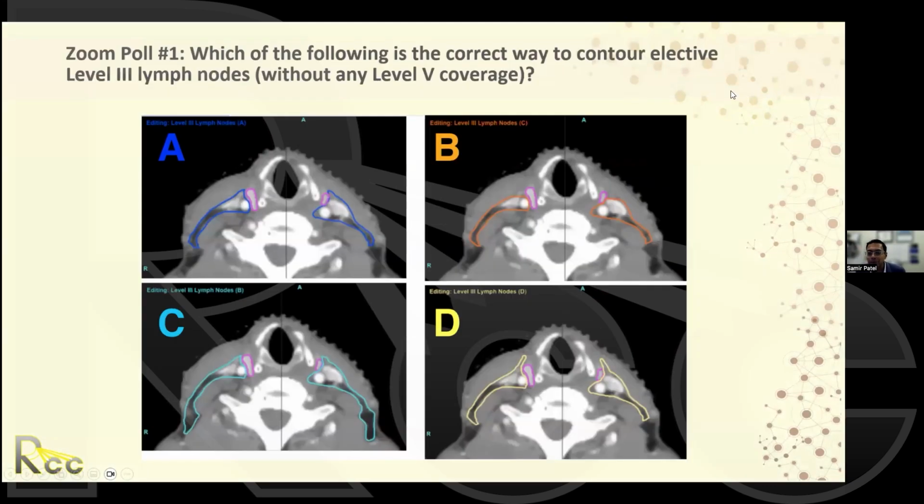So let's start with our first Zoom poll. Which of the following is a correct way to contour the elective level 3 lymph nodes without any level 5 coverage? A, B, C, or D? One second, I will launch the poll.